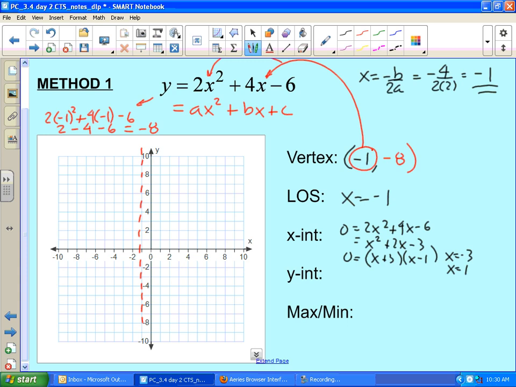So we come over here, negative 3, put a dot. At 1, put a dot. At negative 1, negative 8, put a dot. Can we see the shape of our graph? Can we get an idea of what it's doing? Yep, we can. Now remember how we talked about a little while ago, our stretch factor?